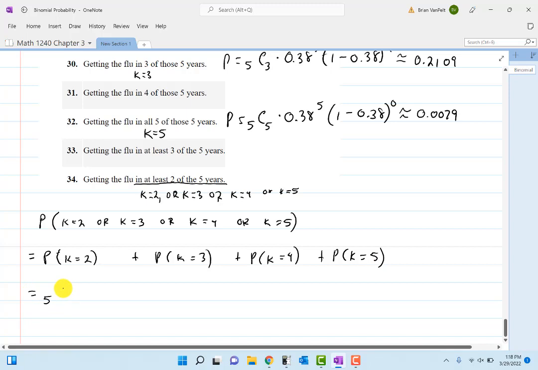Well, for k equals 2, we have 5c2 times 0.38 to the second power times 1 minus 0.38 to the third power. K equals 3.